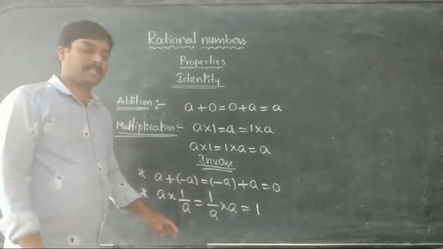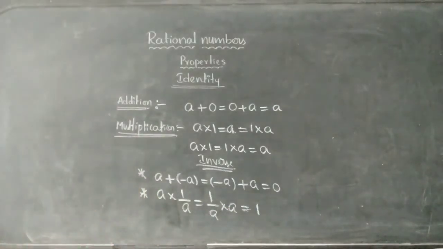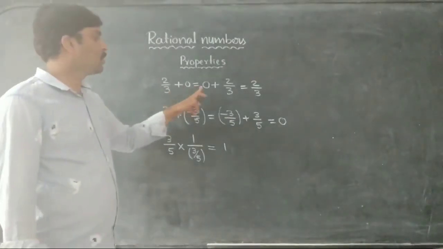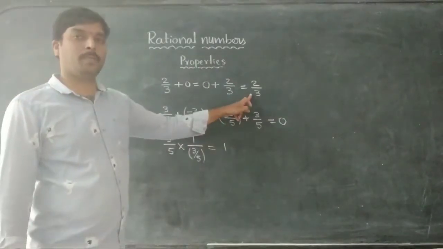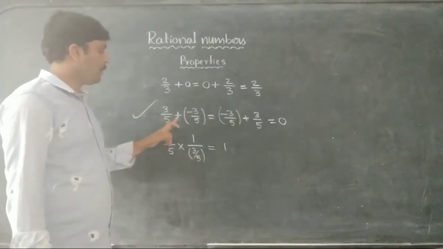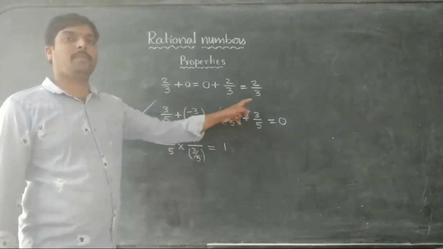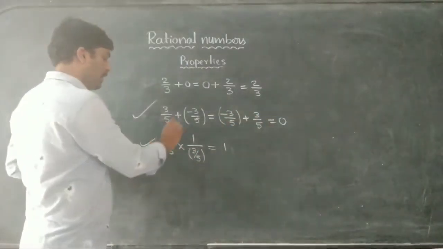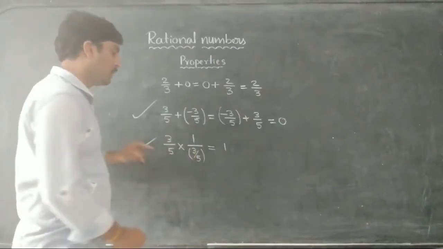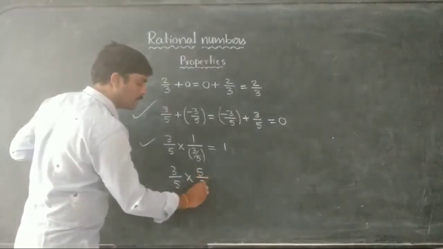We will take some examples. For example, additive identity: 2 by 3 plus 0, 0 plus 2 by 3. That value is 2 by 3. Next, additive inverse: 3 by 5 plus minus 3 by 5 gets 0. Minus 3 by 5 plus 3 by 5 gets 0. This is the multiplicative inverse: 3 by 5 into 1 by (3 by 5). This is nothing but 3 by 5 into 5 by 3 is equal to 1.